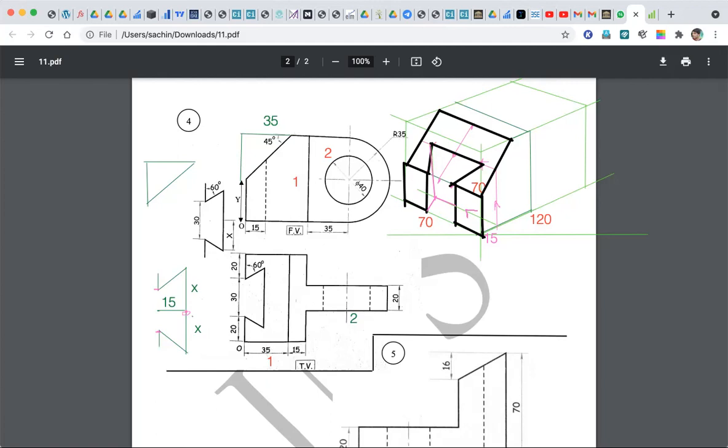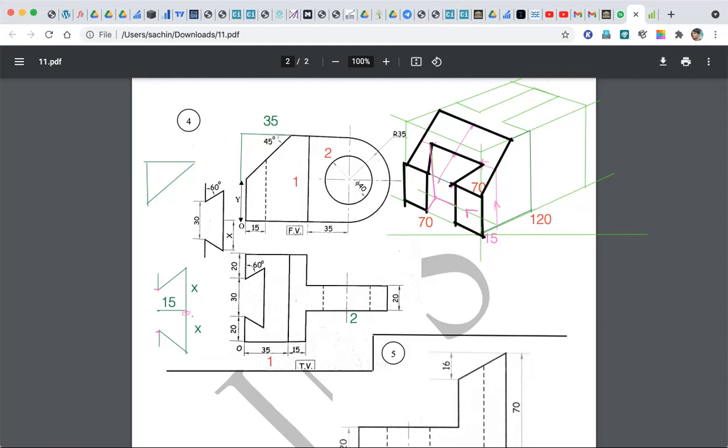Now what you have to do, now you draw this part. So see it's 70, right? And in between we have 20. 70 minus 20 is 50. So you take 25, 25 on both the sides and you draw this. So this is what you will get. Top view, this part. See there is no line over here. So if I can erase like this. Got it?